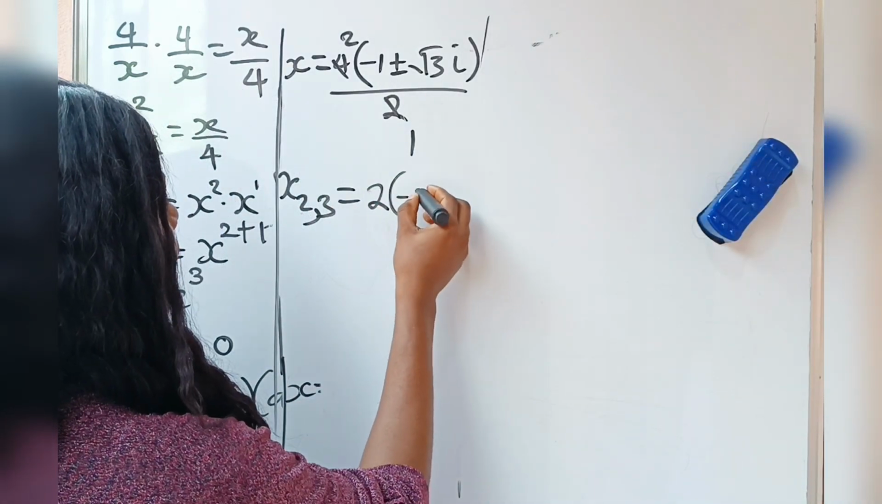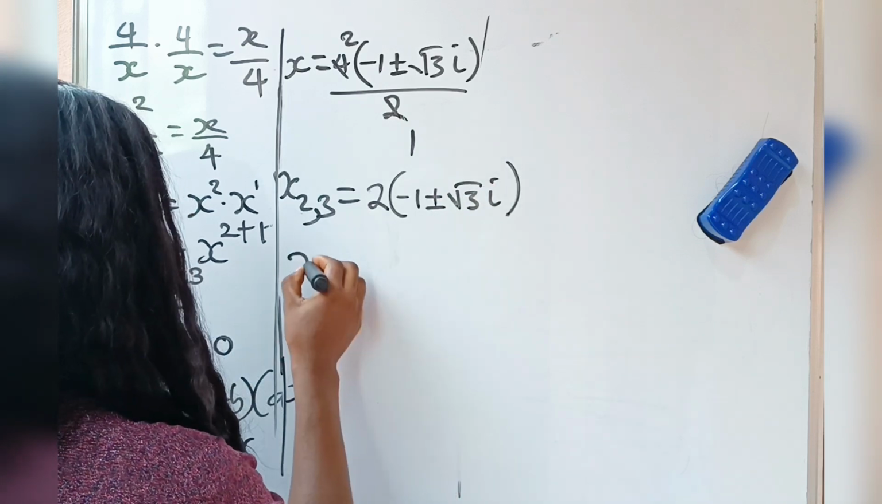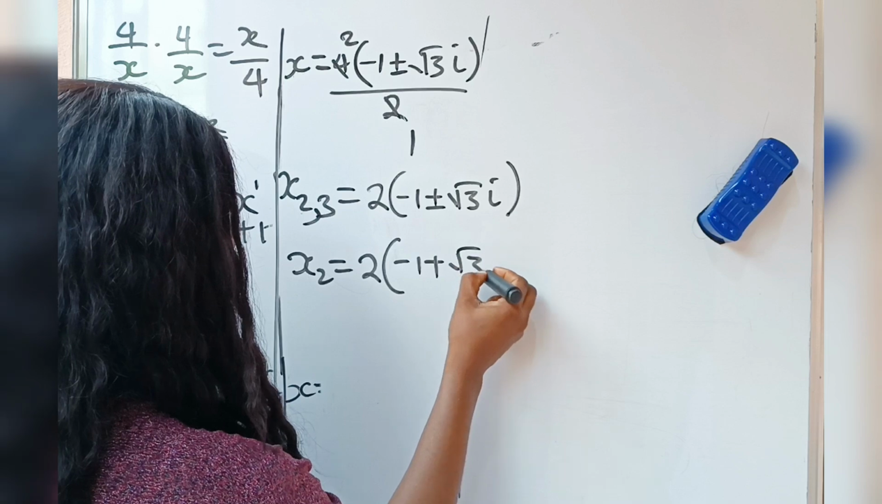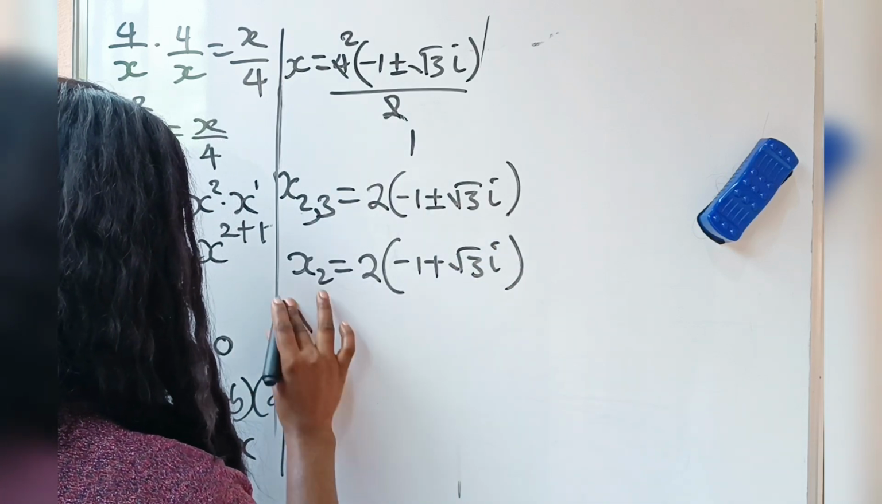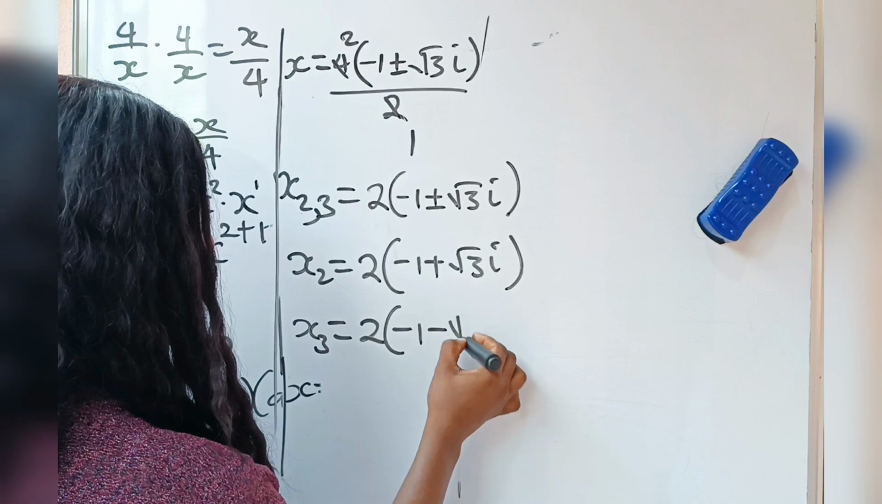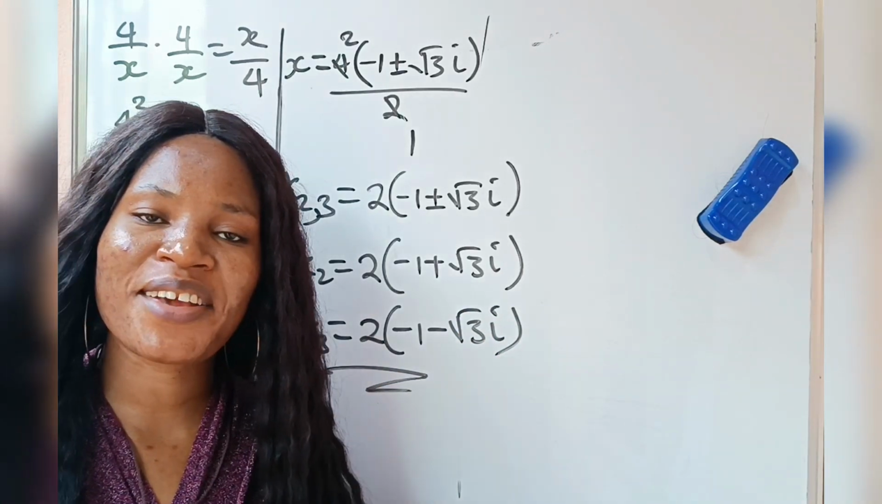Therefore the second and the third value of our x will be equal to 2 bracket minus 1 plus or minus root 3i. So the second value of x will be 2 bracket minus 1 plus root 3i, while the third value of x will be equal to 2 bracket minus 1 minus root 3i. So these are the various values of our x.